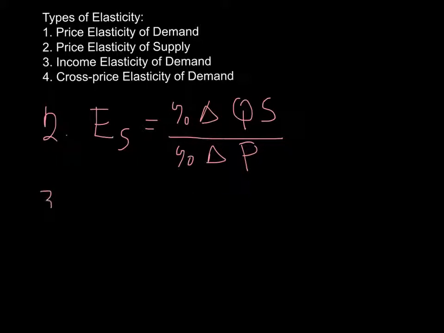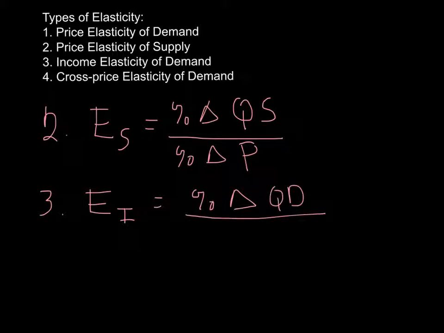When we look at the income elasticity of demand, we'll call that EI. That's going to be, what's the effect now? Well, now the effect is going to go back to being quantity demanded, but the cause is not going to be a price change. It's going to be a change in income, the percent change in the income of demanders.